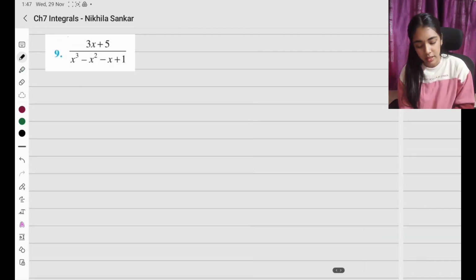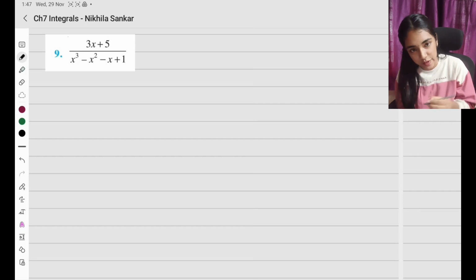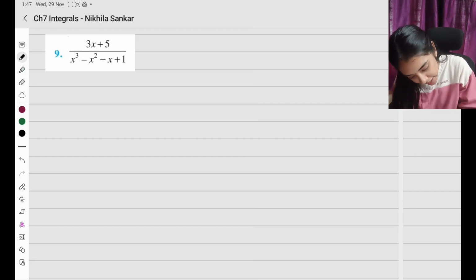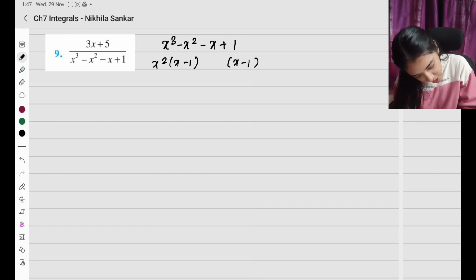Question number 9. So below, in the denominator, there is x cube minus x square minus x plus 1. So first, how can we simplify the denominator? I can take x square outside. So first x cube minus x square minus x plus 1. If I take x square outside, I have x minus 1. Here also there is x minus 1.